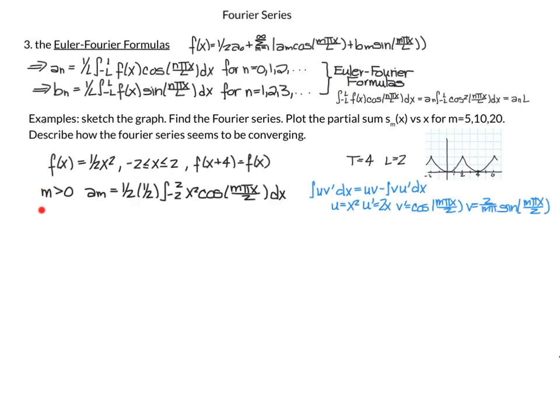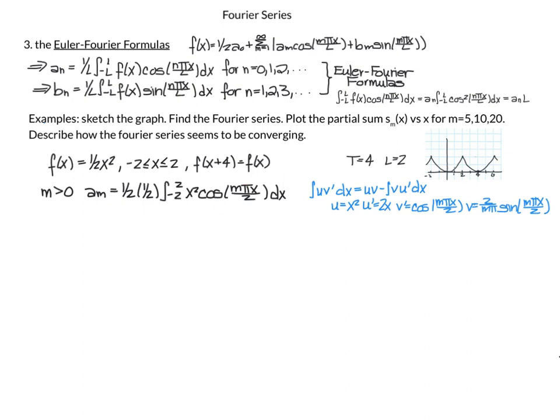For m greater than 0, I'm going to look at am is equal to 1 over L, that's our 1/2, and then our f of x. So I went ahead and moved this 1/2 out here, so then I have my x squared times my cosine m pi x over 2, and we're integrating from -2 to 2. For this integral, I'm going to use integration by parts, and I'm going to let u equal x squared because u prime will then simplify to 2x, whereas this cosine is just going to keep going back and forth between sine and cosine.